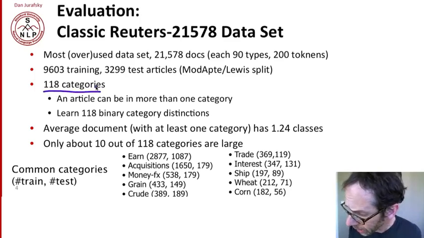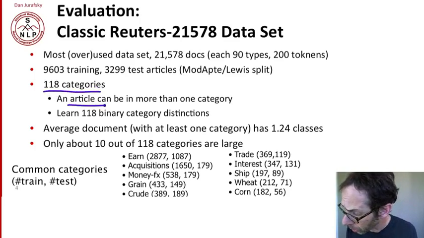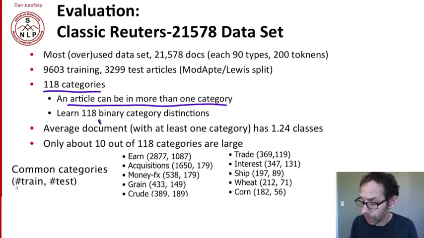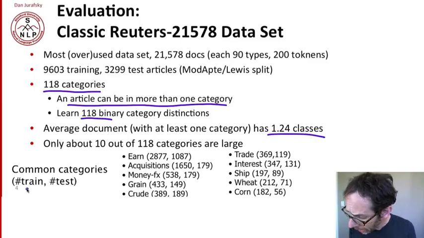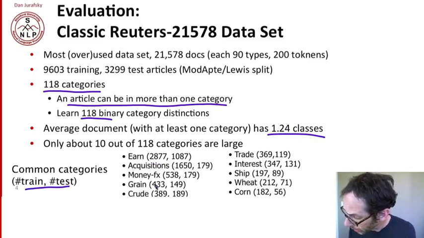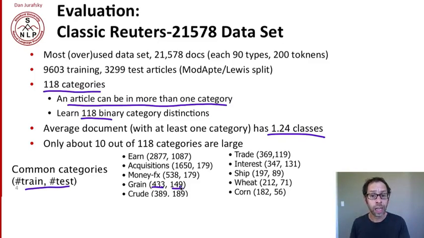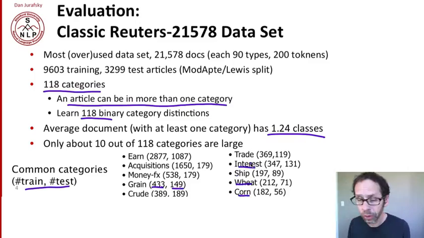The set has 118 categories, and this is a class of multi-value classification because an article can be in more than one category. So that means we're going to be learning 118 separate classifiers, each one making a binary distinction. And the average document has just over one class. Here are some common categories with numbers of training and test documents. So there's 433 training documents about grain and 149 test documents about grain. And we have classes like wheat and corn and interest and so on.